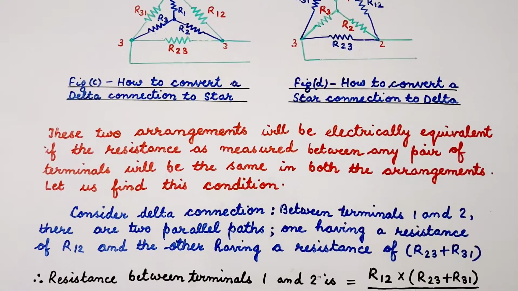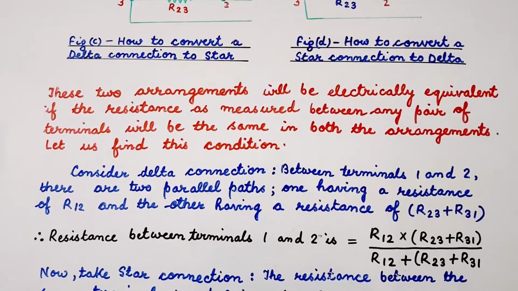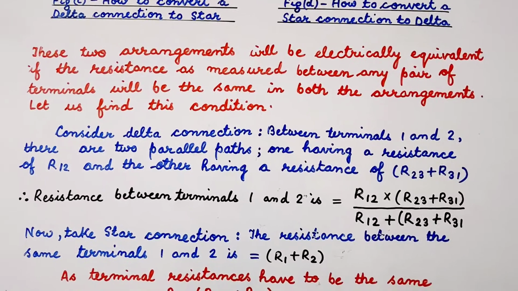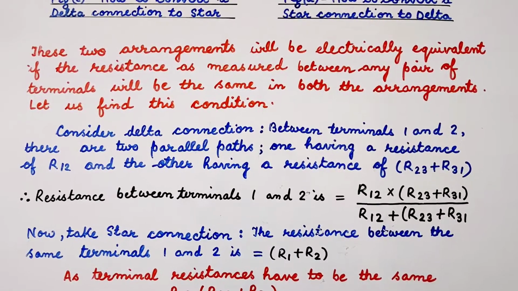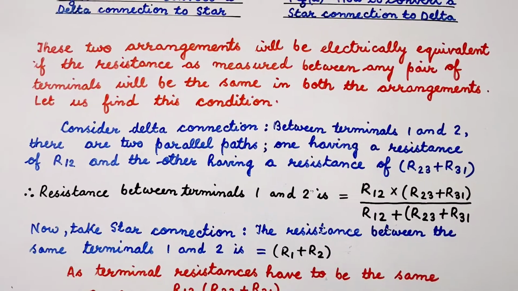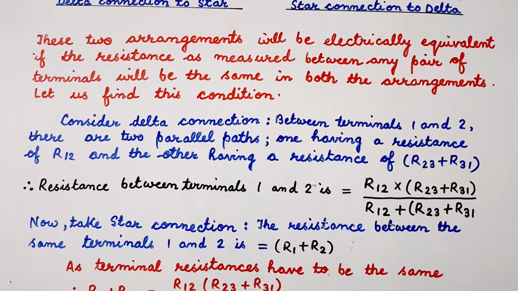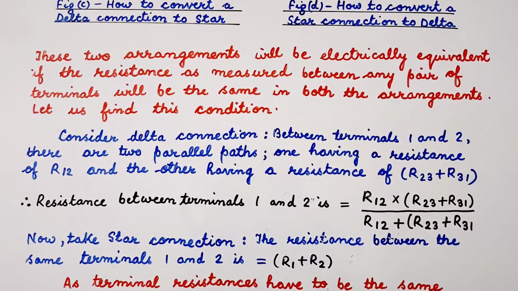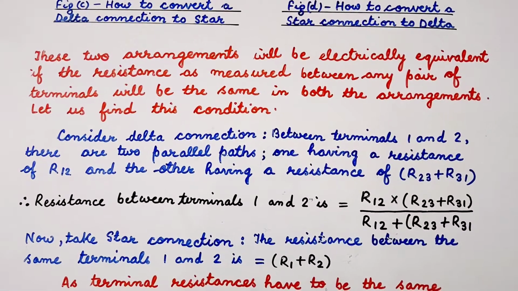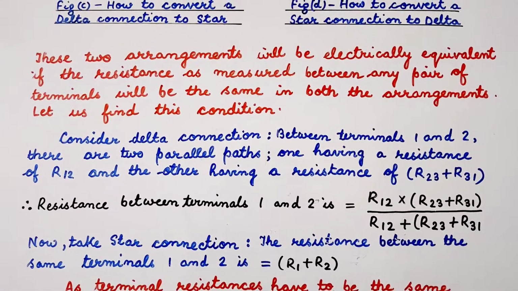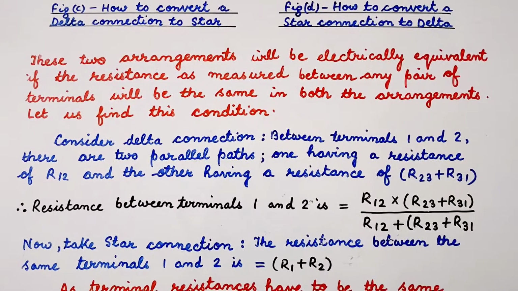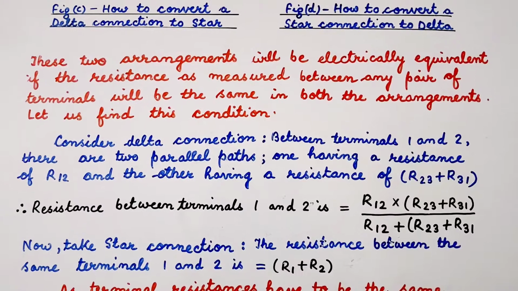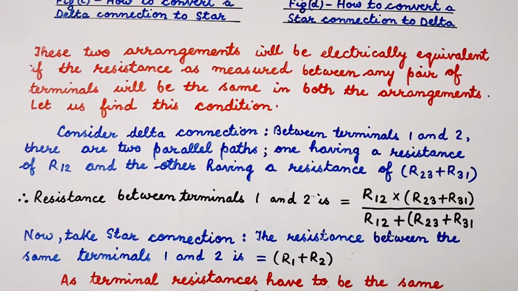Now if the two connections are electrically equivalent, then it means that the resistance as measured between any pair of terminals should be the same in both arrangements. That is, the equivalent resistance between any pair of terminals should be the same in delta as well as in star. So let us find out this condition.